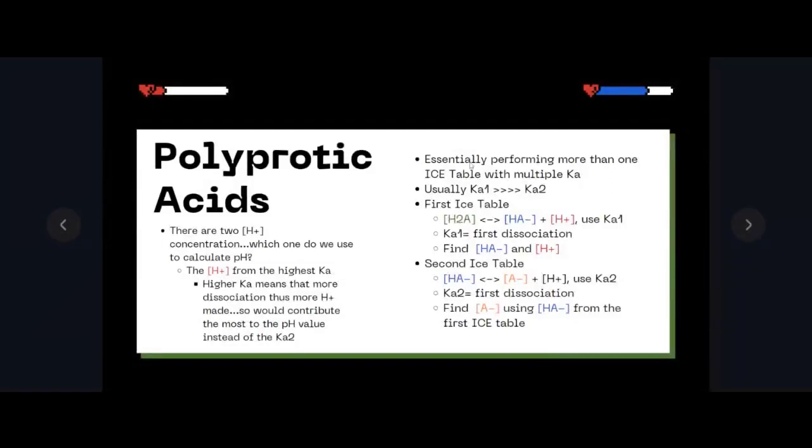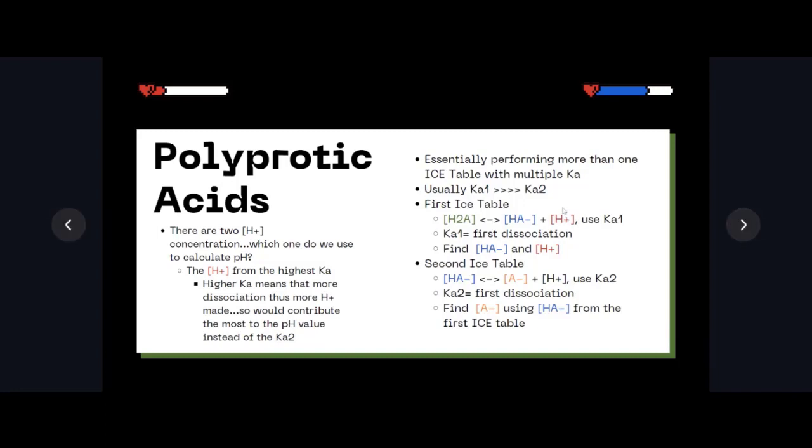Essentially, it's performing more than one ICE table with multiple Ka values. Let's say you have a diprotic acid, which looks like H2A. It will deprotonate into HA minus and H plus. This is what happens when H2A reacts with water: it gives off the proton to make the hydronium, which I substituted with H plus, and leaves HA minus. In these problems, usually the first Ka is a lot larger than the other Ka's, so usually Ka1 is greater than Ka2. If you have more than two, they're usually denoted Ka3, Ka4, etc.